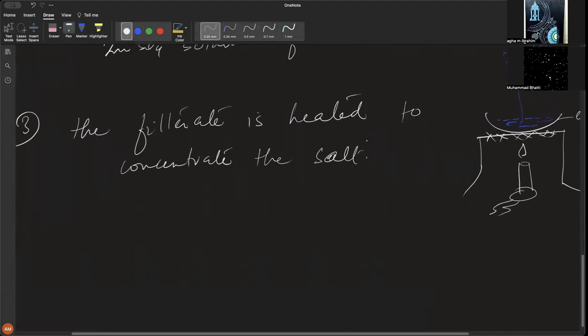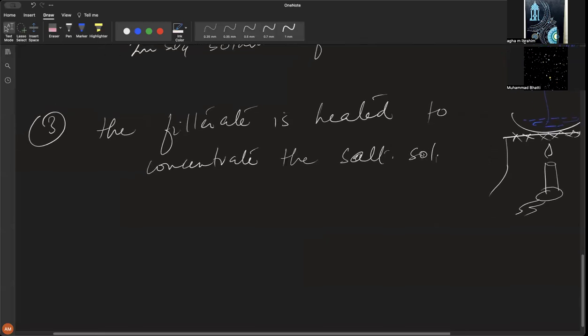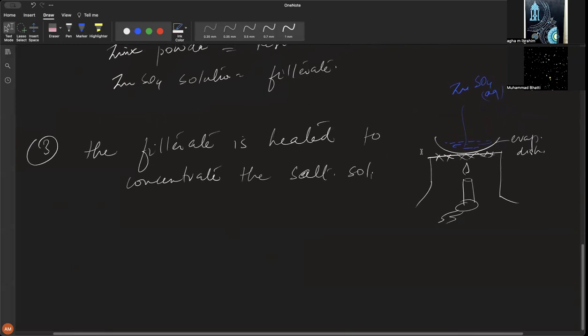To concentrate the salt solution, what does that mean? The water is going to evaporate and you will be left with more zinc sulfate than water, the solvent, right? So the solute becomes more. Then what are we going to do? We are going to test for saturation. How are we going to do that?